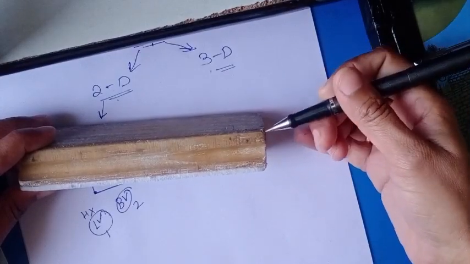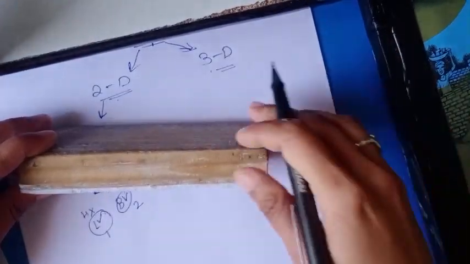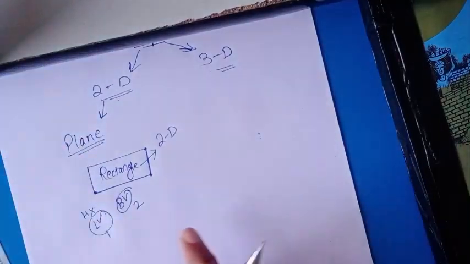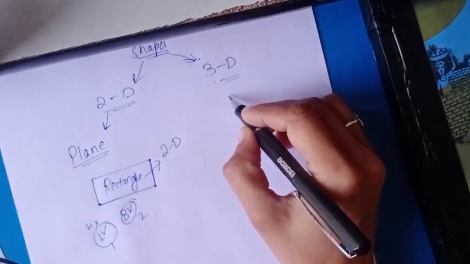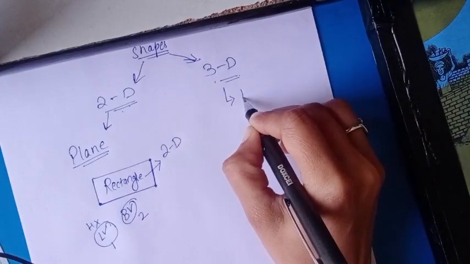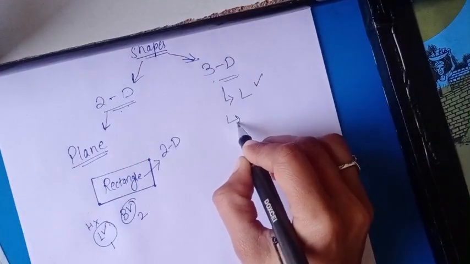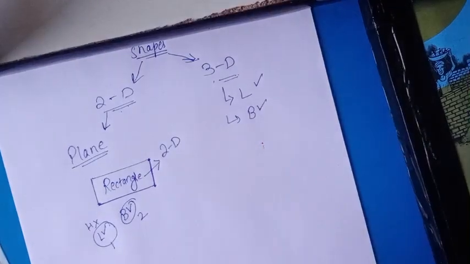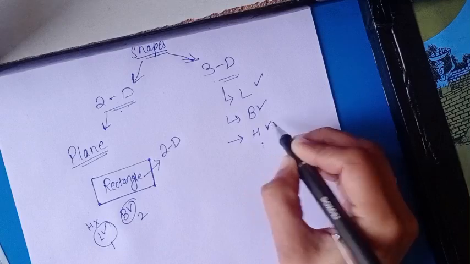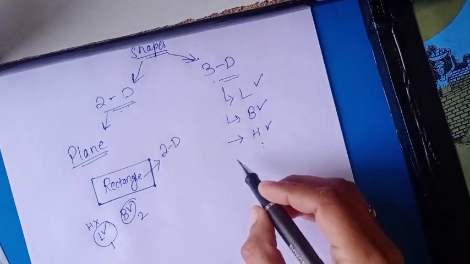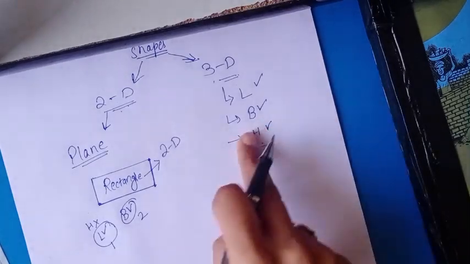Then what can we say? This shape is of which type, 2D or 3D? 3D. Why? Because we have the length of this duster, we have the breadth of this duster, and one more thing, the height of this duster, is also there. Then this is called a 3D shape.